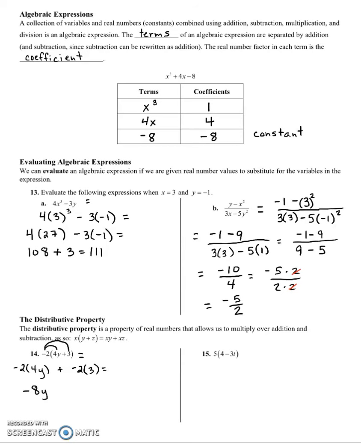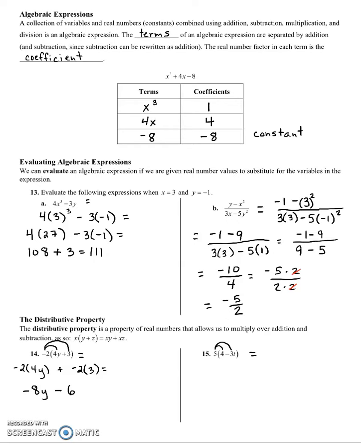And then negative 2 times 3 is negative 6, so we can say minus 6. Now, you should attempt to do number 15 on your own. Pause the video, and after you've tried it, then restart the video and see if you got the correct answer. So remember, we need to multiply the 5 by both terms inside the parentheses. So we don't have to write it out like I did in this first step over here.